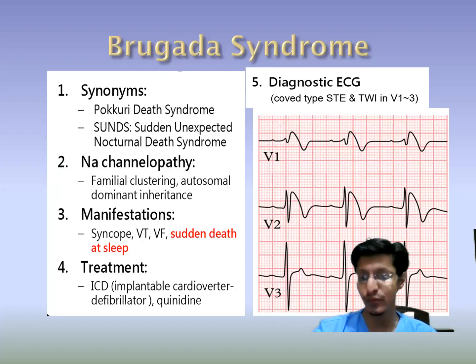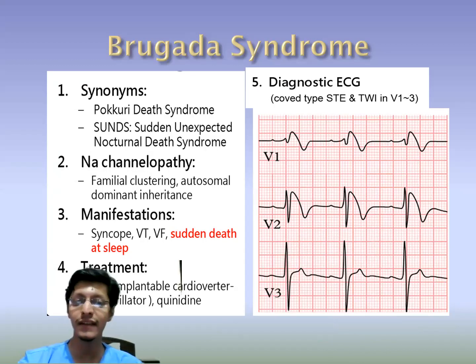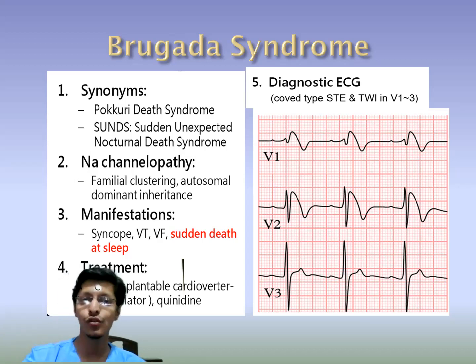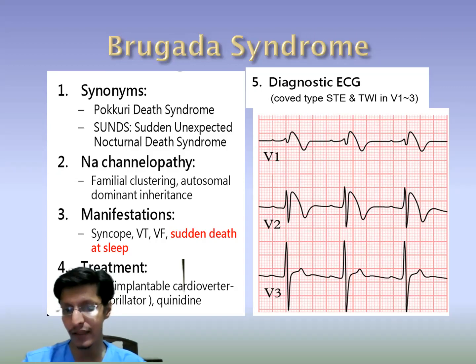Now, Brugada syndrome, it is very important. It is asked in the vivas and also in the theory. I haven't personally seen a case of Brugada syndrome till now, but yes, cardiologists do find it very commonly. So what are the other names? It is called Pokkuri death syndrome or SUNDS, sudden unexpected nocturnal death syndrome. The patient will have syncope, and sudden death at night.